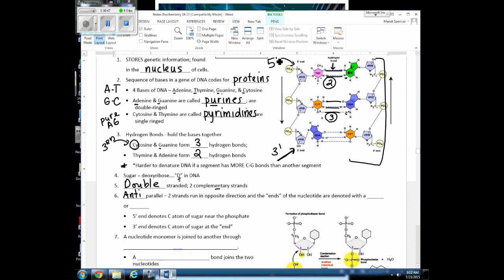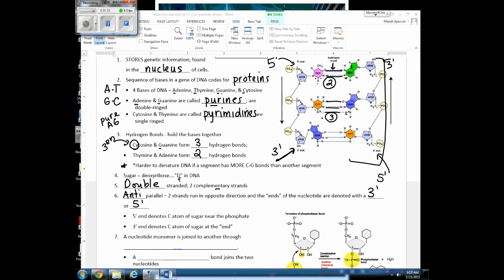And so since these strands are parallel, if this is the 3' end of this strand, when you look at this strand over here, you're going to see the 5' end, and then up here, you're going to have the 3' end. So these ends of these nucleotides are denoted with a 3' and 5'. So now we need to remember which ends are considered the 5' and which ones are considered the 3'.